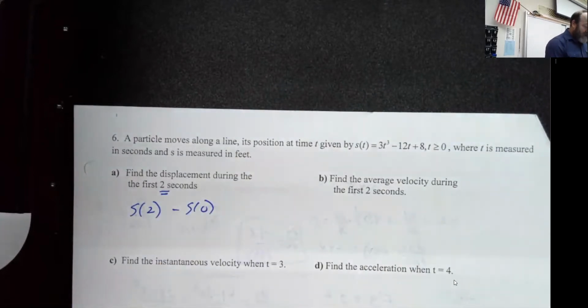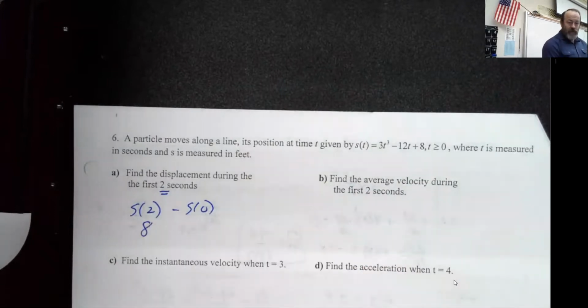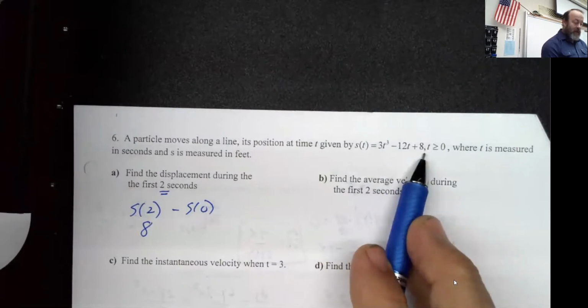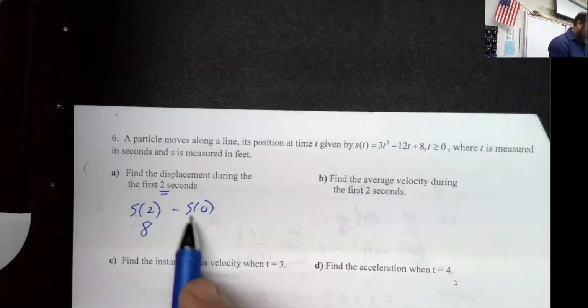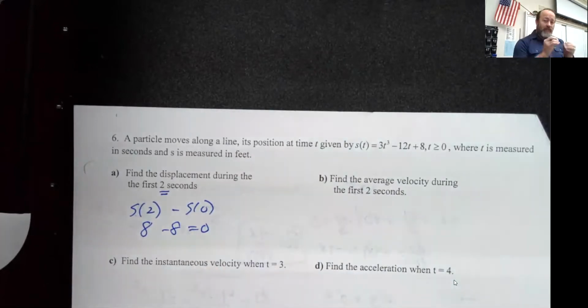So, of course, if we plug in the number 2 into the original problem, I'm not going to actually show plugging that in, but you guys can do that. If you plug in 2 into the original equation, you get 8. And minus s of 0, which is actually also 8. It means actually you have not moved. Wherever you started, you ended up in that same exact place.